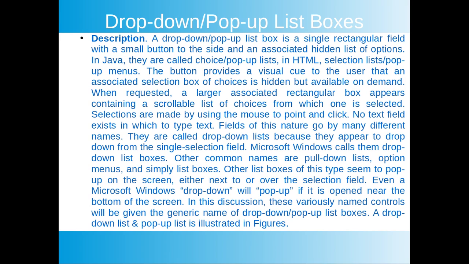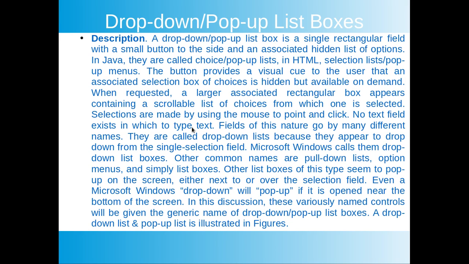The button provides a visual cue to the user that an associated selection box of choices is hidden but available on demand. When requested, a larger associated rectangular box appears containing a scrollable list of choices from which one is selected. Selections are made by using the mouse to point and click. No text field exists in which to type text.